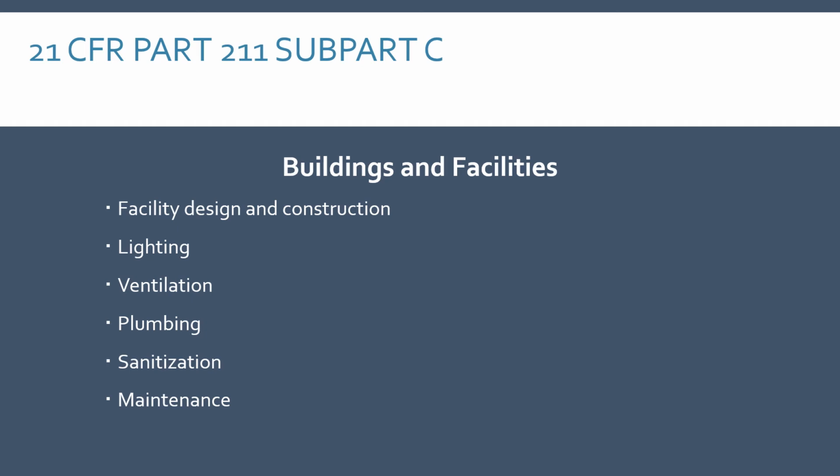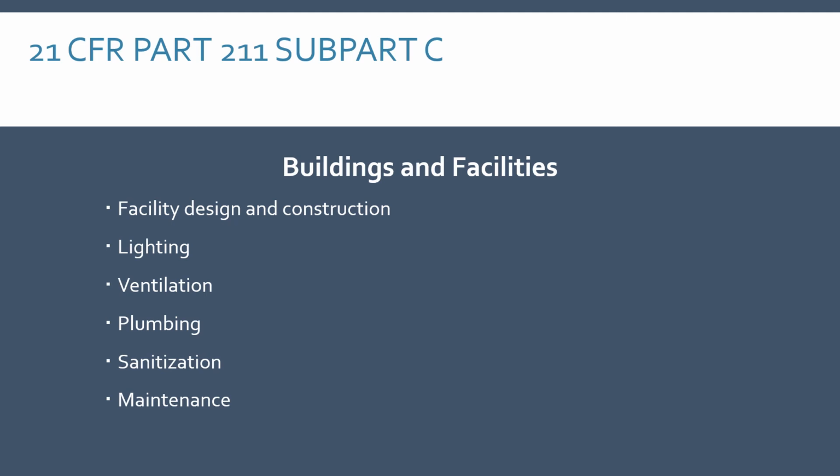But as we move to subpart C, that part of the CFR covers buildings and facilities. It makes sure that facility design and construction is adequate for pharmaceutical manufacturing. It covers lighting, ventilation, plumbing, sanitation, maintenance. All of those things have strict guidelines and rules that have to be adhered to for a manufacturing facility.